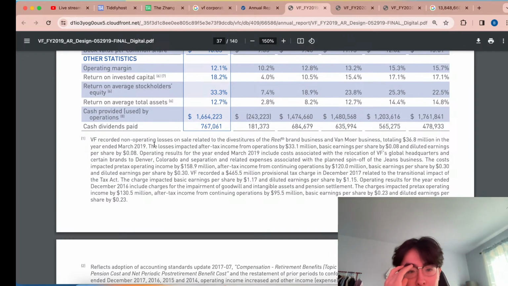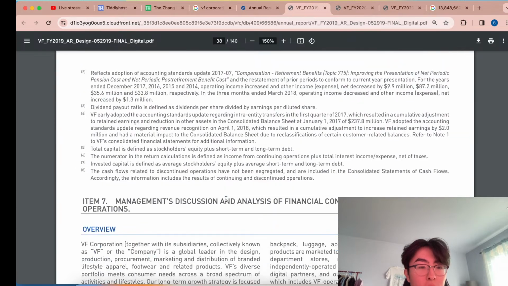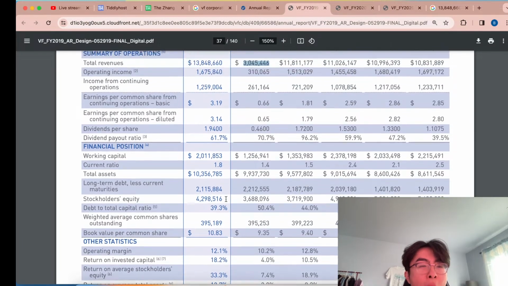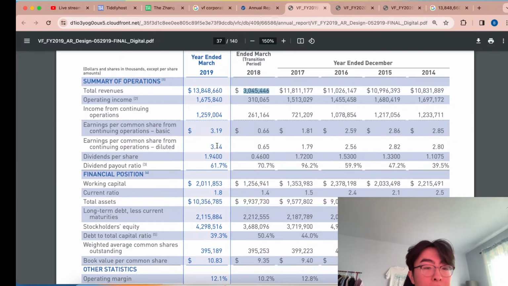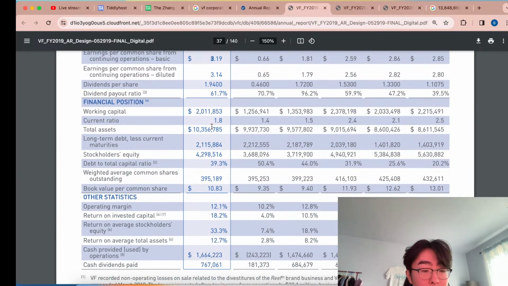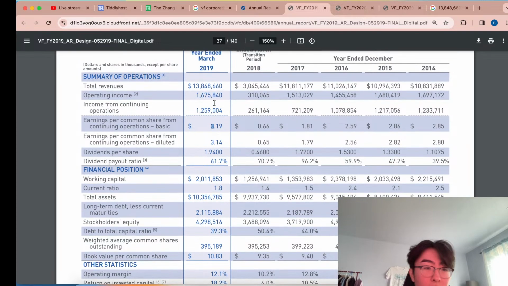They have recorded non-operating losses on sale related to the divestiture of the Reef brand business and Van Moore business, totaling $36.8 million in the year ending 2019. Come from continuing operations.